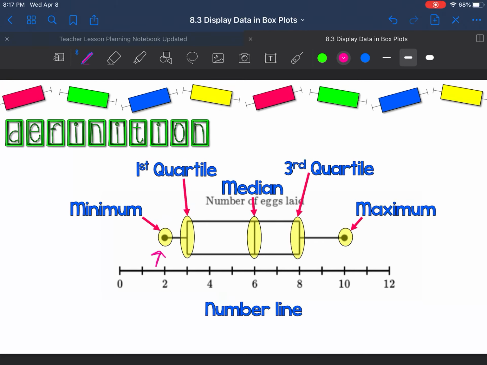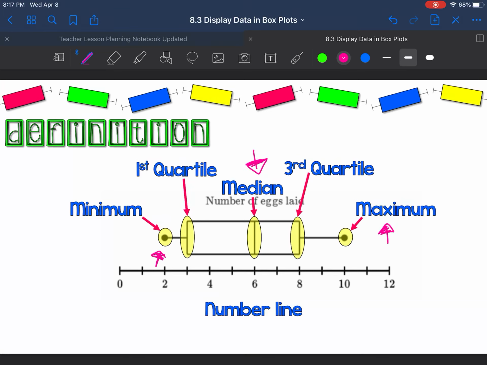So the very first thing that we're going to take a look at is this very first dot right here. That's our minimum. That's our smallest number in our data set. We used our minimum and our maximum, that's our last dot here, in the last topic to find the range. So now all we're going to do is take our minimum and our maximum and graph them.